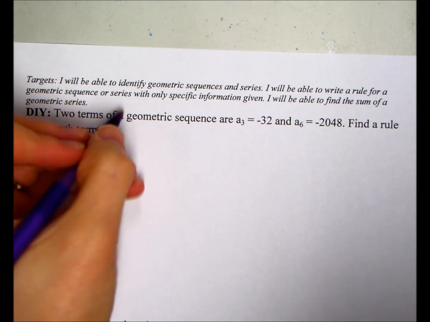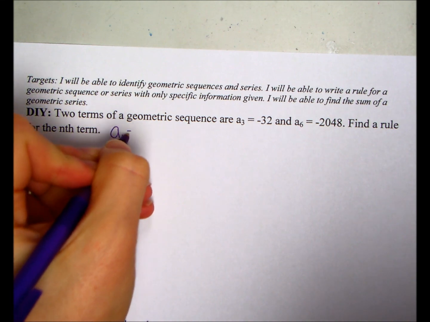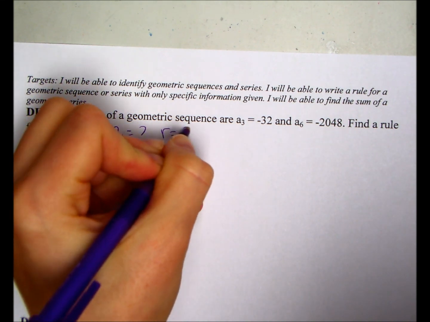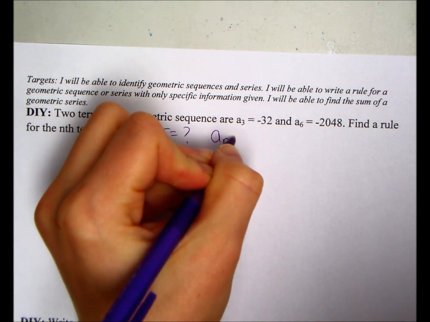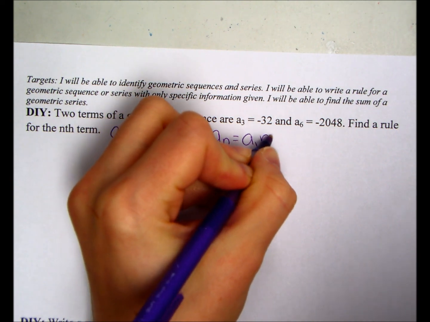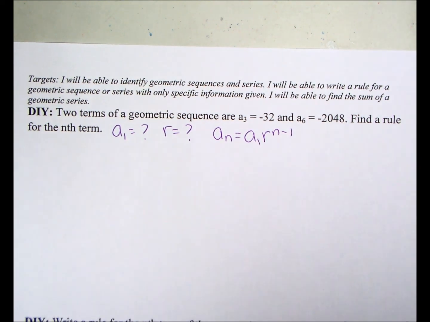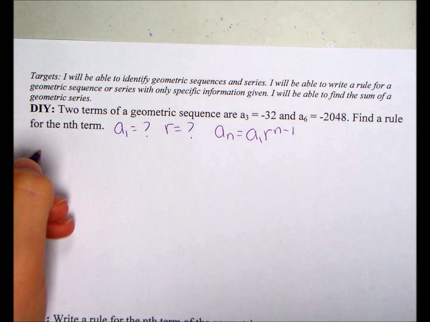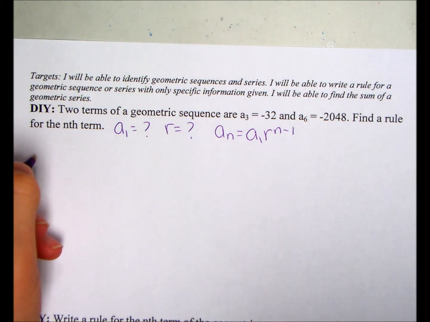Same idea. We're going to say, I don't know what A1 is. I'm trying to find that. I don't know what R is. I'm going to find that, and I have my rule in mind. So we are going to get two equations. We're going to solve it for two unknowns, and we're going to get the rule.